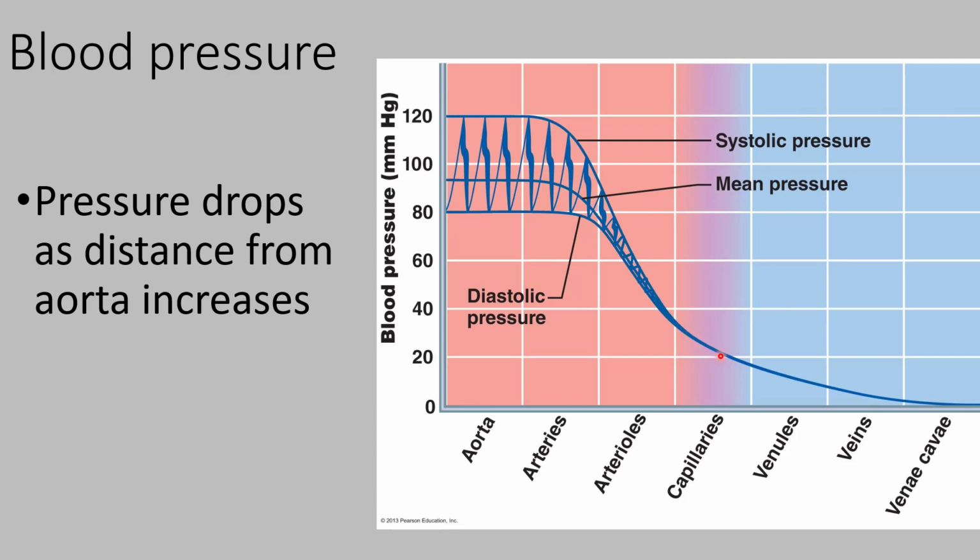And as we continue on through the capillaries, through the venules, through the veins, we can see that blood pressure really drops a lot. And as I mentioned, the vena cava, by the time we get there, it is almost zero. It is 2 or 3 sometimes, is not an unusual vena cava pressure.